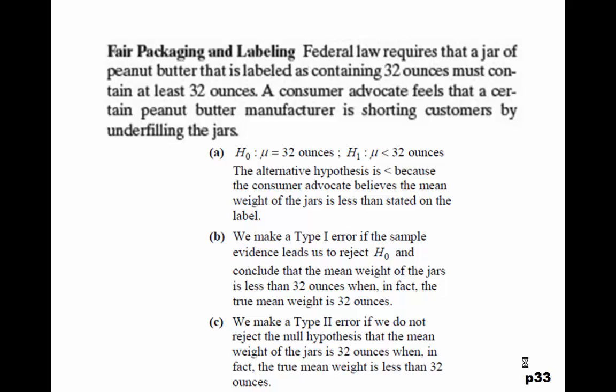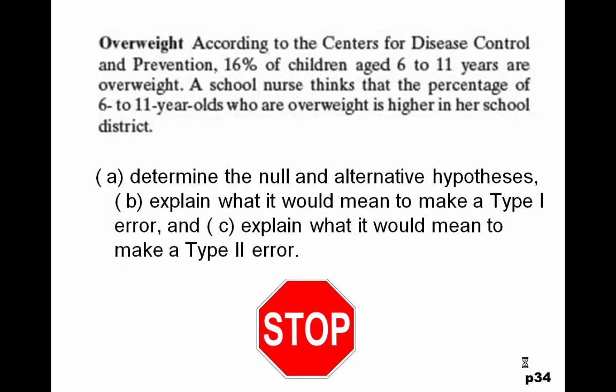You'd make a type 1 error if the sample evidence leads you to reject the null hypothesis and conclude that the mean weight of the jars is less than 32 ounces, when in fact the true weight is 32 ounces. You'd make a type 2 error if you do not reject the null hypothesis that the mean weight of the jars is 32 ounces, when in fact the true mean weight is less than 32 ounces.